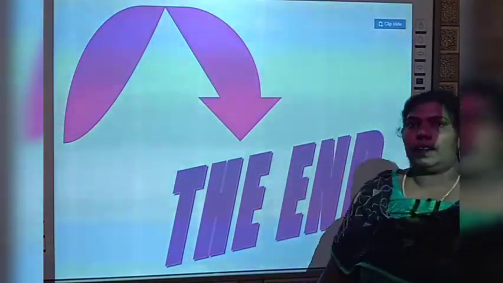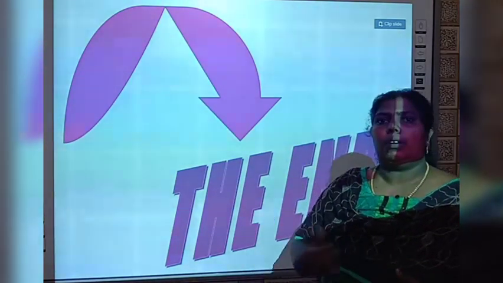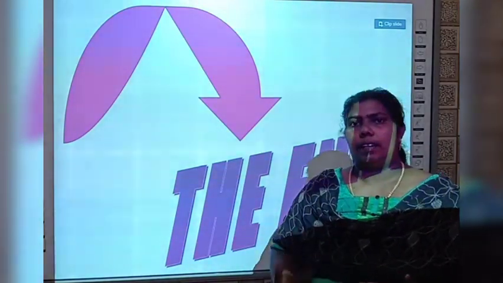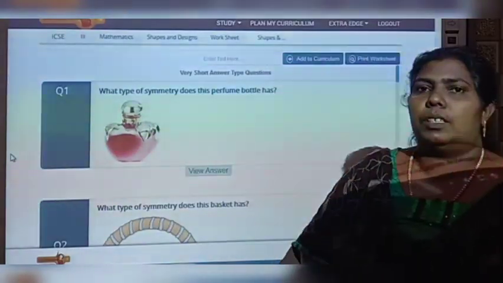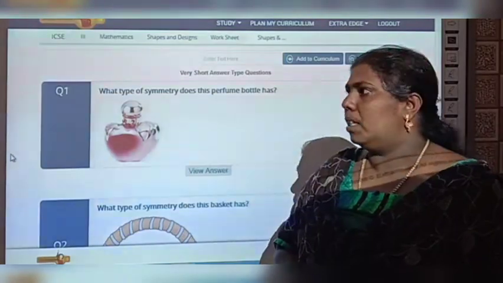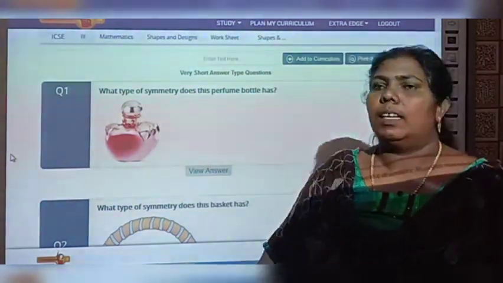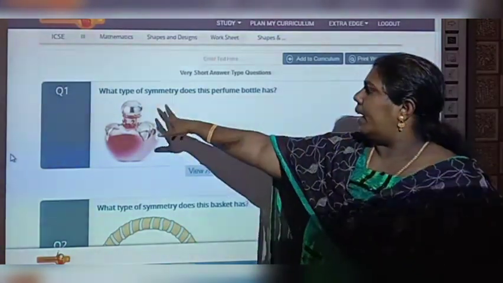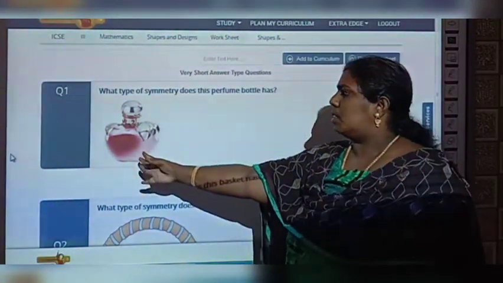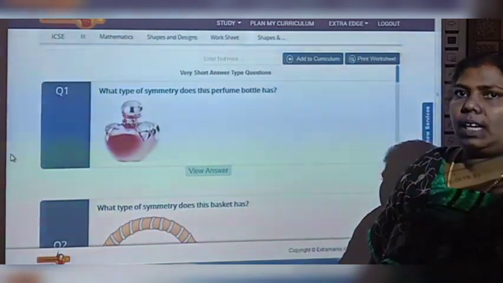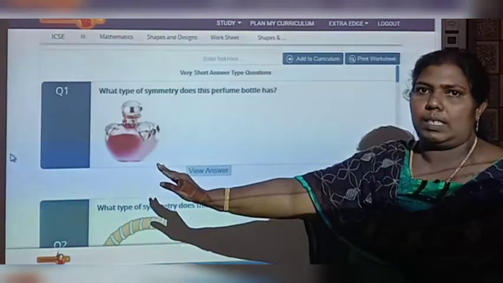Do you understand now? Yes, children. So now you know the basic shapes and solid shapes. Now we are going to discuss symmetry. Symmetry means if you divide the object, we will get identical shapes. See the example. What type of symmetry does this perfume bottle have? Horizontally or vertically?